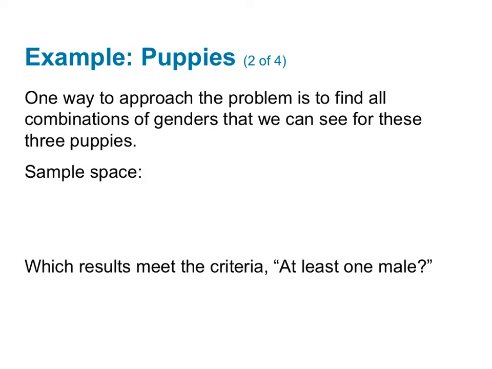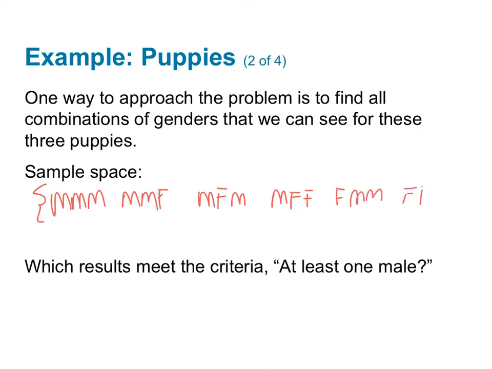One way to approach this problem is to find all the combinations of genders that we can see for these 3 puppies. So that means you're looking at the sample space. We would have male, male, male; male, male, female; male, female, male; male, female, female; female, male, male; female, male, female; female, female, male; and female, female, female. So these are all the possibilities of the 3 puppies being born.